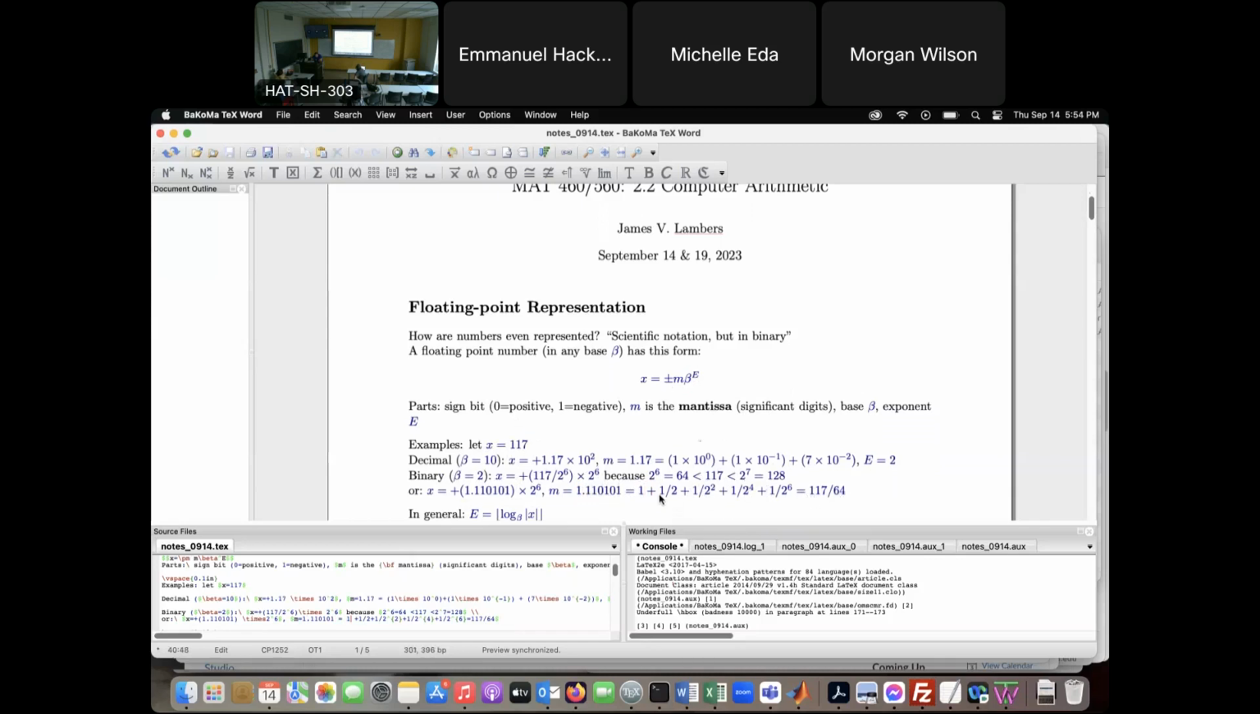So this is the floating point representation of x in binary. So any questions about how numbers are represented in binary versus decimal?